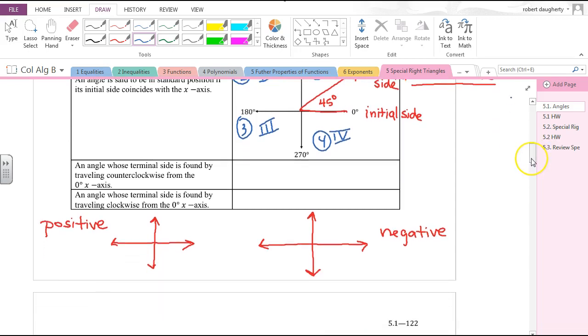between positive angles and negative angles. An angle whose terminal side is found by traveling counterclockwise. What does counterclockwise mean? Some of you may not have experience with a clock, but the clock goes this way, right? Counterclockwise is the other direction. So if it goes counterclockwise, that's how we measure a positive angle. If its terminal side is found by going clockwise, that's how we measure a negative angle.